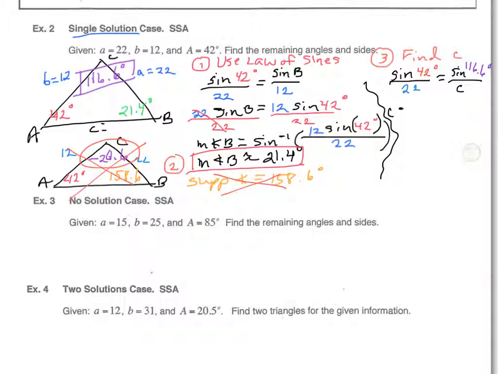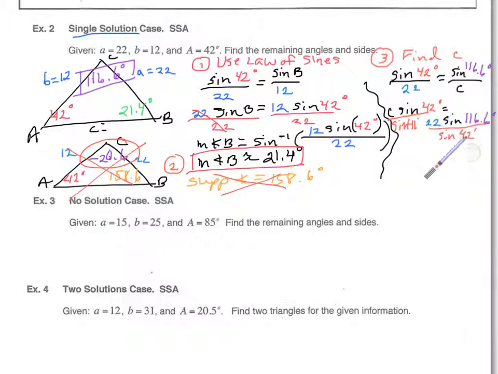So then we're just going to cross multiply and solve. We get C sine of 42 equals 22 sine of 116.6. How do we solve for C? So divide by sine of 42. Divide all this by sine of 42. So that's what you're going to put in your calculator right here.